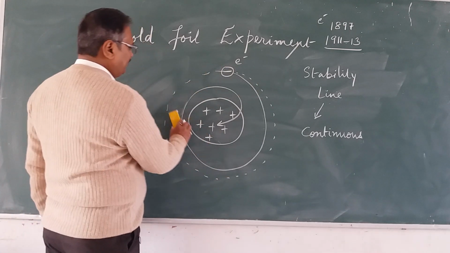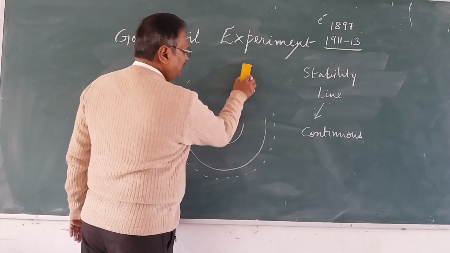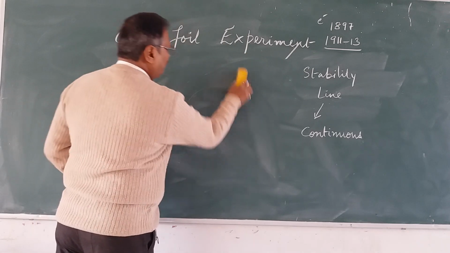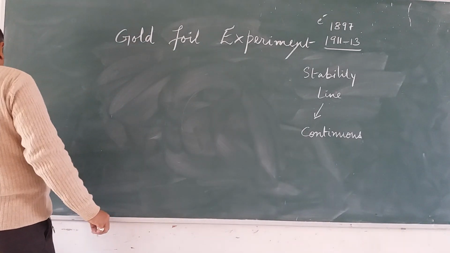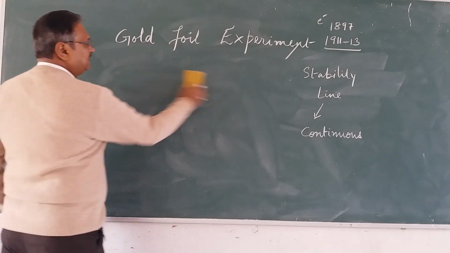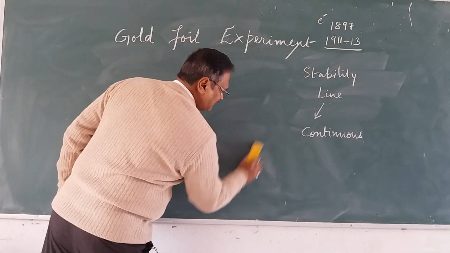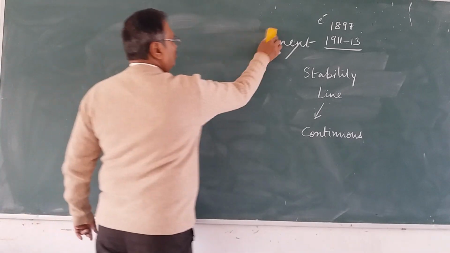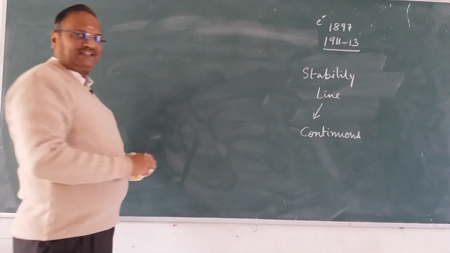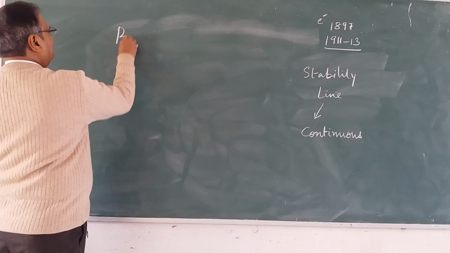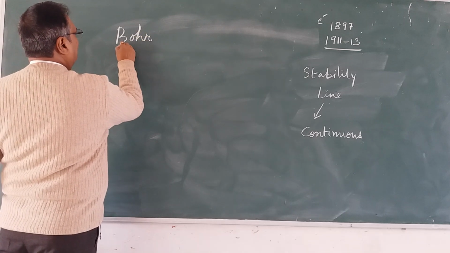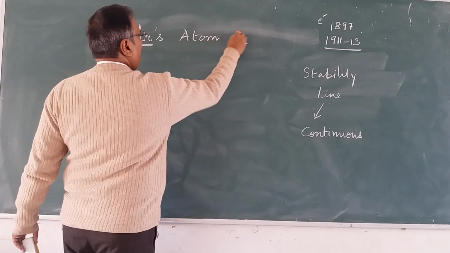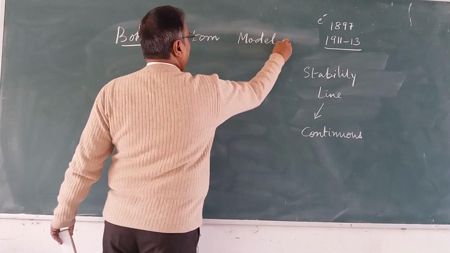Again, I said to you, we should not call it failure. It is one step ahead towards success. Failures are the stepping stones for success. We all say failures are stepping stones for success. Then comes Niels Bohr. The next person comes into the scene, that is Niels Bohr, and this is called Bohr's atom model, or atomic theory, you can say.